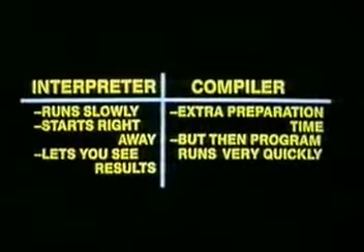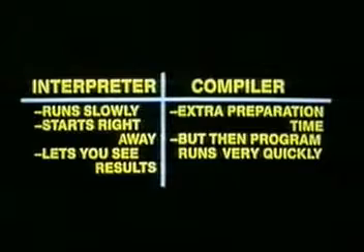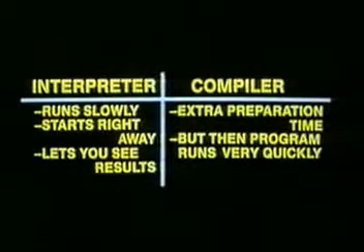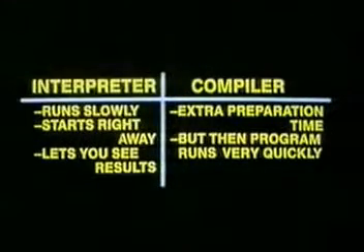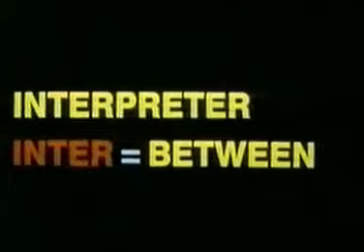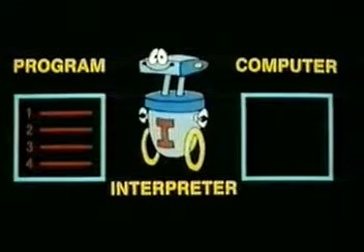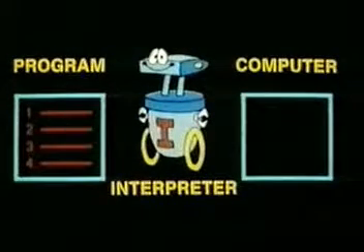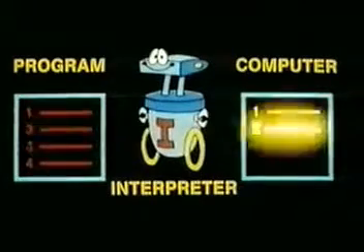Whereas a compiler takes extra preparation time before your program can run, but then lets it run very quickly and efficiently. To help you remember the difference between an interpreter and a compiler, look at the words themselves. Inter means between. The interpreter is always between your program and the computer, and it translates line by line.